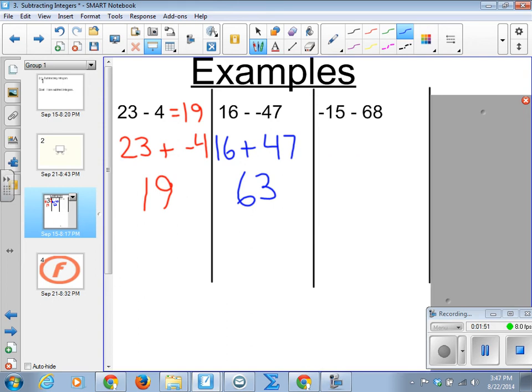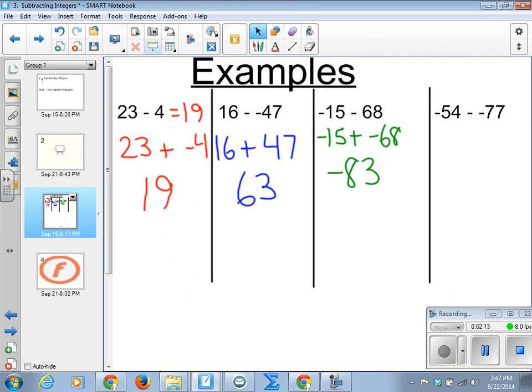Negative 15 minus 68 becomes negative 15 plus negative 68. We learned about same sign addition in our previous video. So we add the absolute values to get 83, and that common sign is a negative.